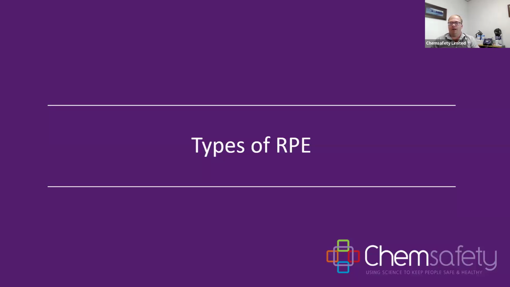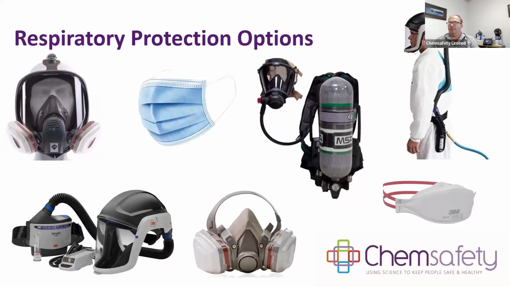So there's a wide range of RPE types out there. These are some of the common ones you'll find in New Zealand. On the top left, we have a full face reusable respirator. Next to that, we've got a surgical mask, which isn't a respirator, but we'll go a bit more into that. We've got self-contained breathing apparatus next to that. And on the top right, we've got the airline respirator, a positive pressure one in this case.